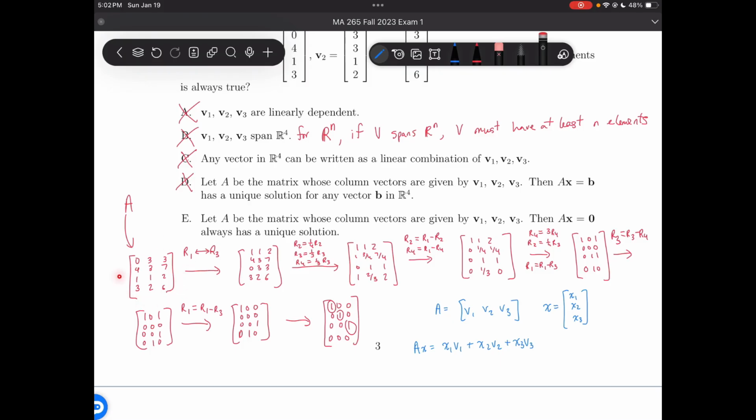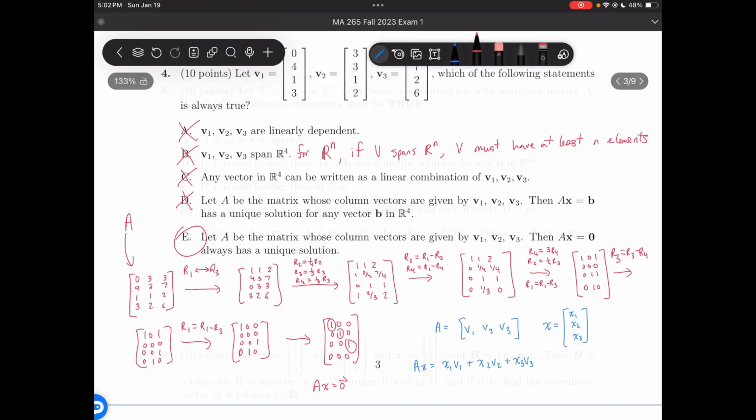And that's essentially what we did here. We started off with A. The row reduced echelon form is here, and as you can see from that, there's only one possible solution because there is a pivot in each column. So that makes statement E true. Another way you can think of it is that the null space, which is the set of all vectors that satisfy this equation, is the zero vector in this case. So that's why E is true.